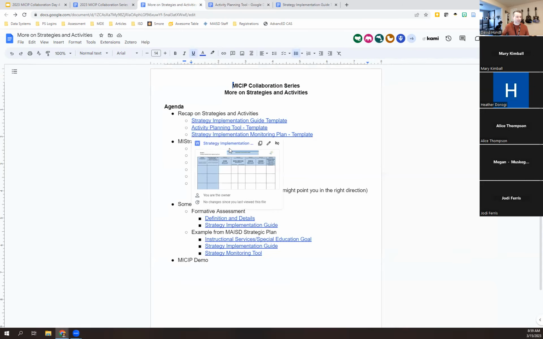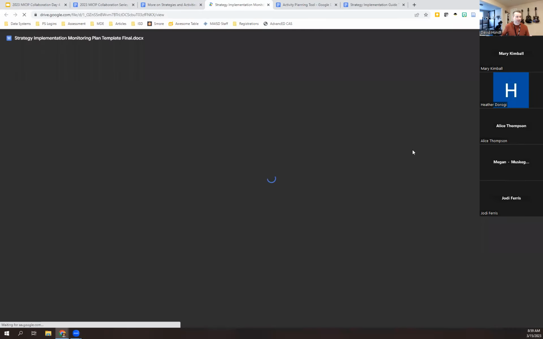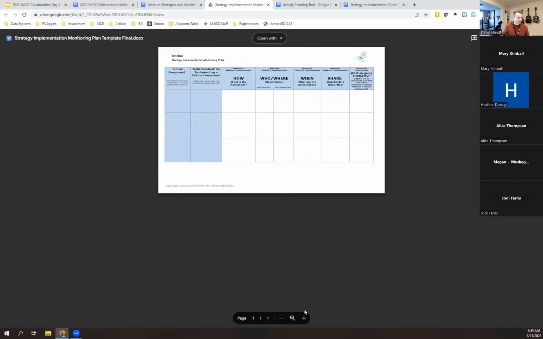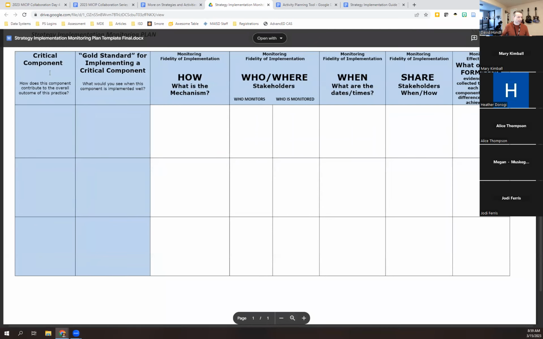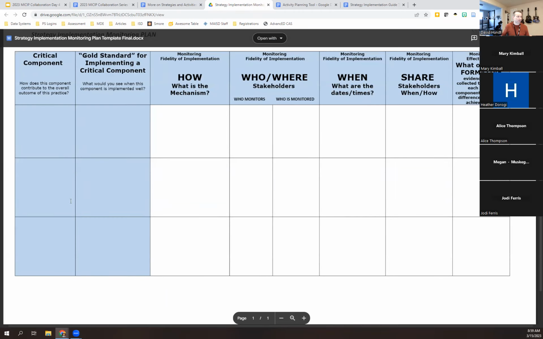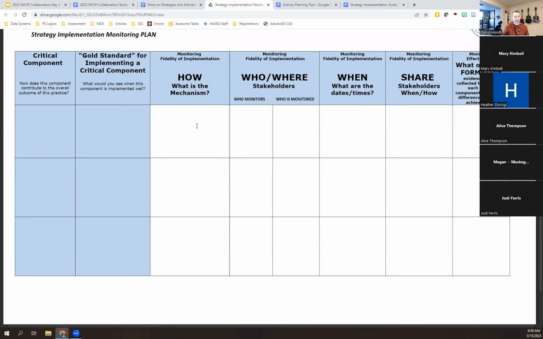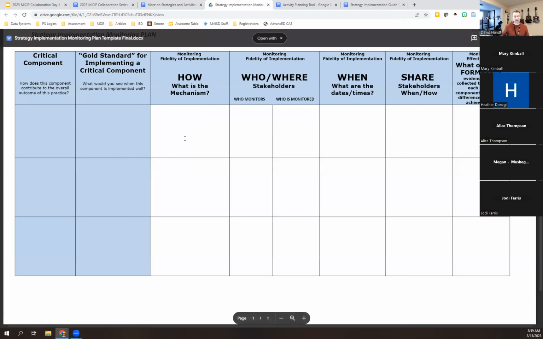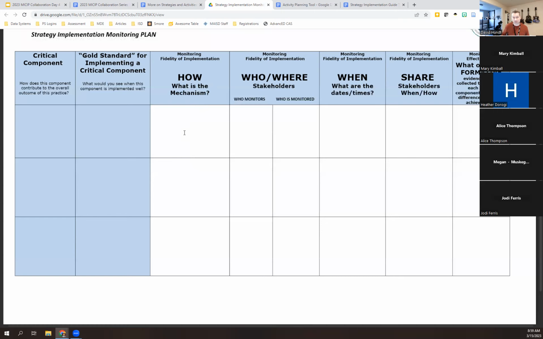And then the last piece is what your monitoring plan is. And the way that this works is you take the critical component and the gold standards from your implementation guide, and you literally copy those and paste them into these first two spots. And then you think through, okay, how are we going to monitor this? Are we going to do walkthroughs? Are we going to give surveys? Are we going to monitor student data? What is it? How are we going to monitor this? Are we going to monitor how often the students are accessing the new computer program that we bought, for example, right? And then who's monitoring it? Who's being monitored?